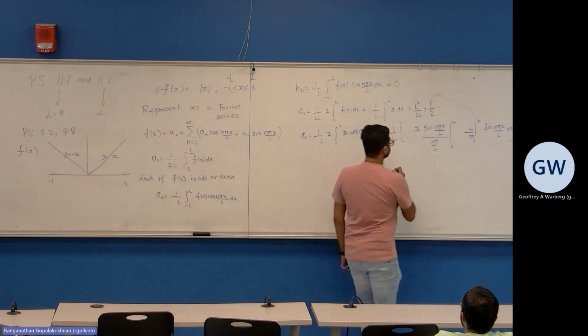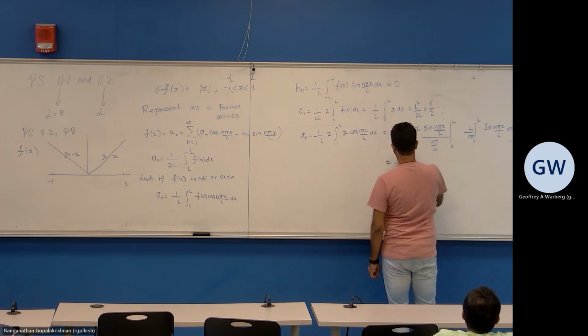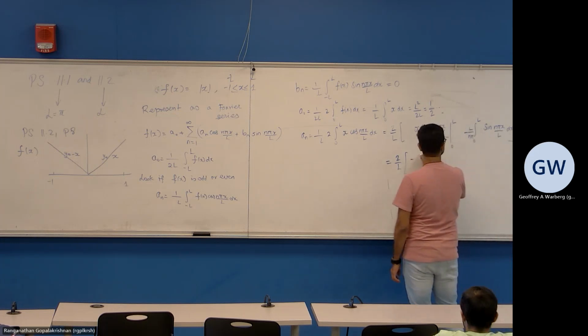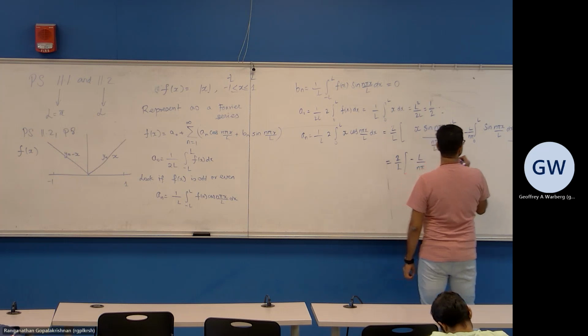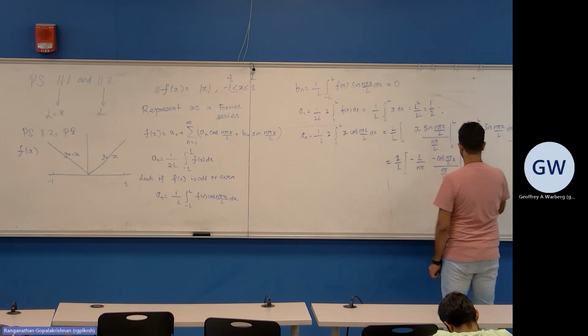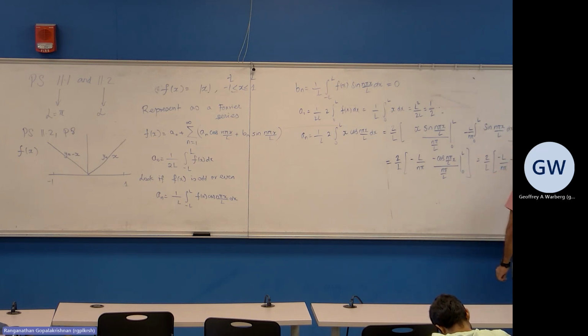Right, so let's complete this integration. So I have 1 over 2 over L, L over n pi, minus cos n pi over L. So, L over n pi, and L over pi, I have cos n pi minus 1. Cos n pi minus 1.